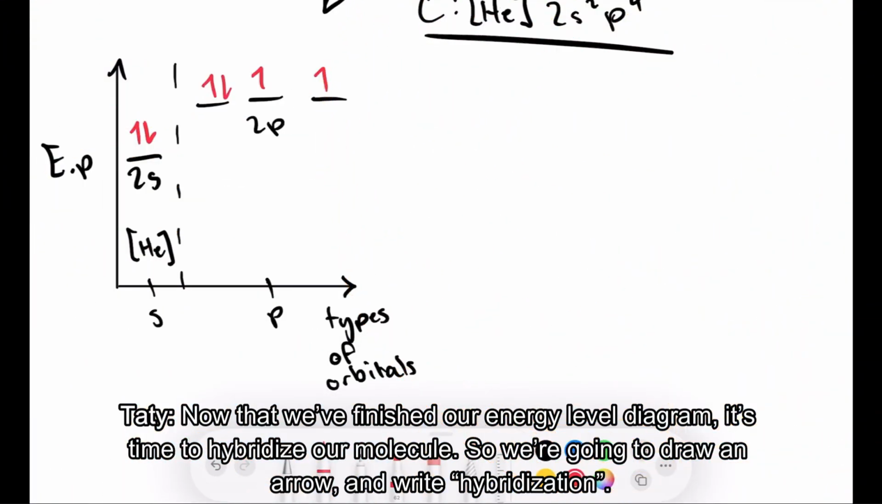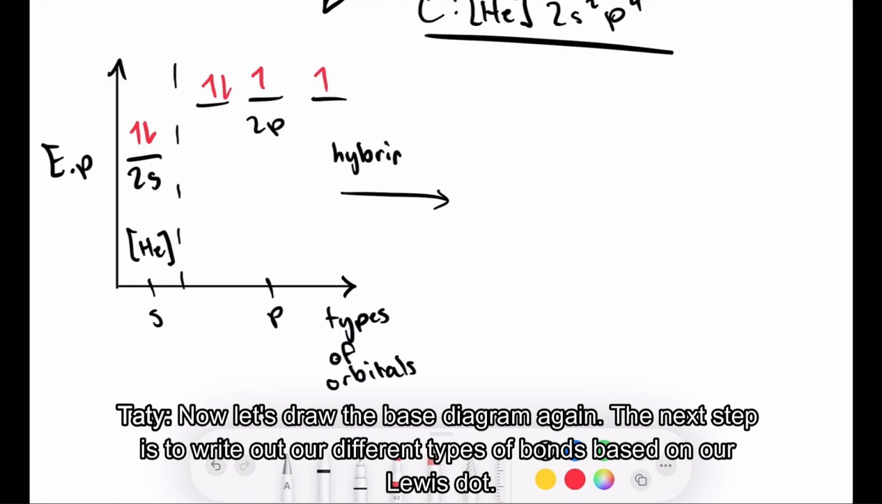Now that we've finished our energy level diagram, it's time to hybridize our molecule. So we're going to draw an arrow and write hybridization. Now let's draw the base diagram again. The next step is to write out our different types of bonds based on our Lewis dot.